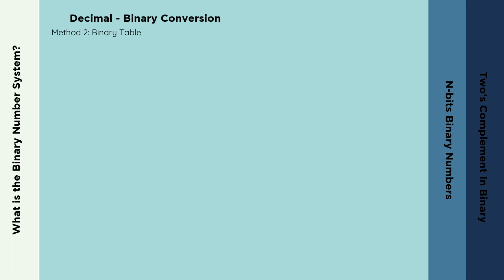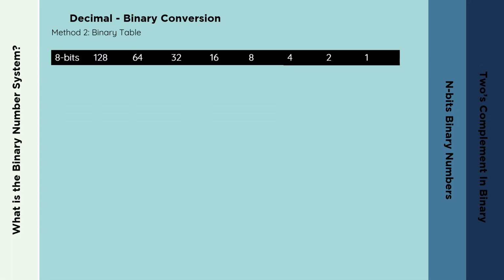Moving on, let's take a look at the second method. This is my go-to method for smaller numbers, as it is quite easier to see. That is using a binary table. For this lesson here, we will be using an 8-bit binary system or value. Let's start with a couple of examples.